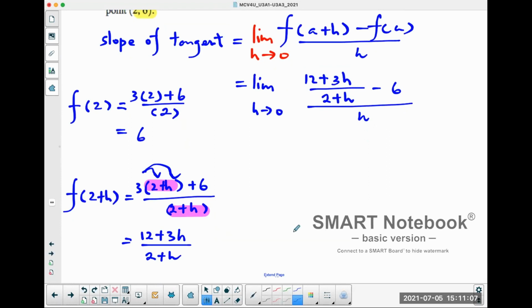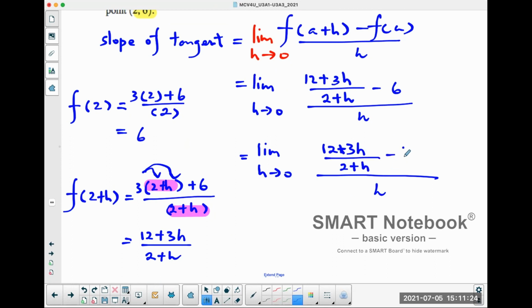So, limit h approaches 0. I'll leave the h at the bottom. I'm not dealing with that yet. This is 12 plus 3h over 2 plus h minus 6. Six what? Well, I have to make them a common denominator. So 2 plus h is the denominator. 2 plus h has to be multiplied in there as well. Okay, so now I have a common denominator. I can add and subtract the numerator.